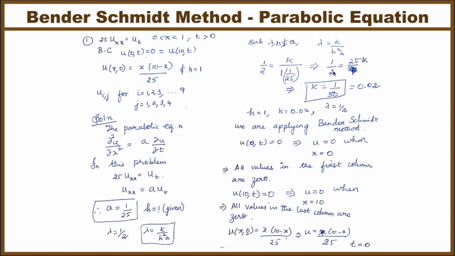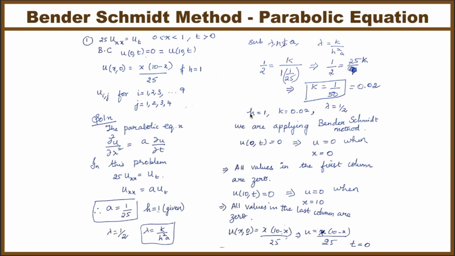So what does it imply? 1 by 2 equal to, so this comes up, so it becomes 25k. So k is equal to 1 by 50, that is equal to 0.02. So I have found the value of h, k. We know the values for h, k and lambda. So now we apply the Bender-Schmidt formula. What is the Bender-Schmidt method?